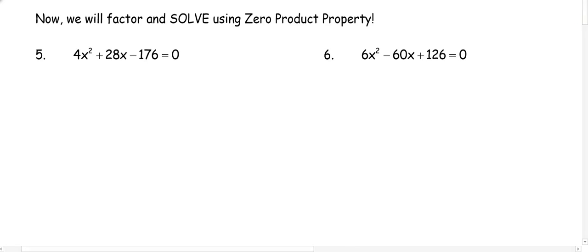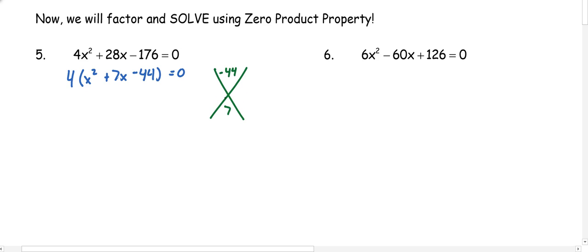Now we're going to factor and solve using the zero product property. Remember, we're always going to use the zero product property anytime that there is an equal sign. Right now, I can't factor this because it's not an x squared, but I know that they all have a 4 in common. So my GCF is going to be 4, and I'm going to divide everything by 4. So I get x squared plus 7x minus 44 equals 0. Before I can solve this, I need to factor using our box now.